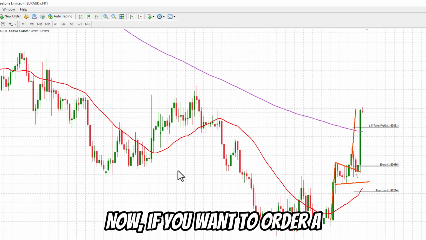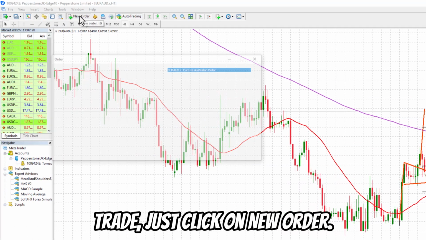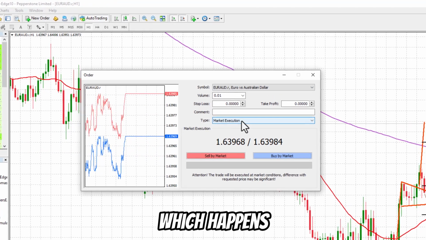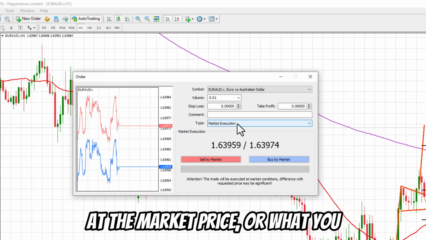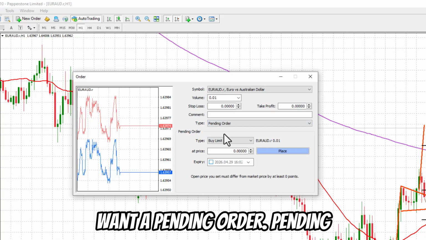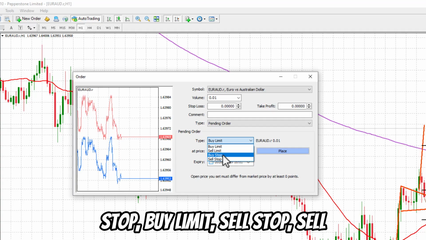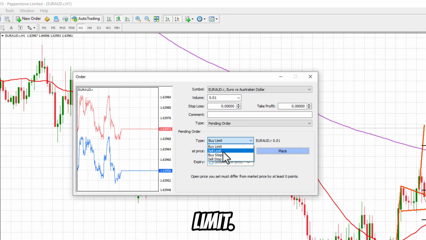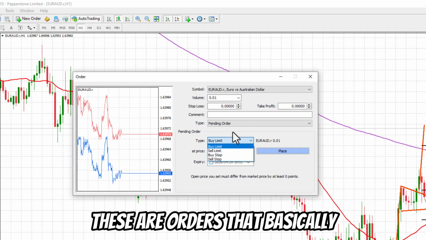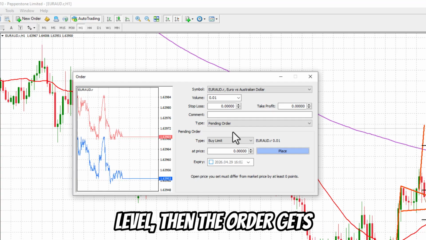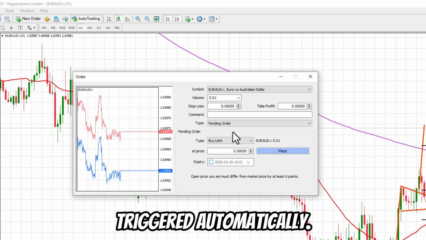Now, if you want to order a trade, just click on New Order. Here you can set up whether you want a market execution order, which happens at the market price, or whether you want a pending order. Pending order, you can set it as a buy stop, buy limit, sell stop, sell limit. These are orders that basically, once the price reaches a certain level, then the order gets triggered automatically.